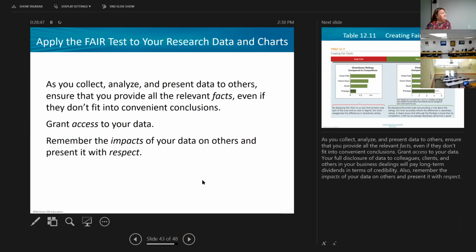Okay, you want to use that FAIR test, the test that we have used at the end of just about all of our different types of communication. We always want to look to see that the facts are there, they're relevant, and so on, that you can grant access to your data, the impacts of your data on others, and present with respect. So there's your FAIR test again. Facts, access, impacts, and respect.